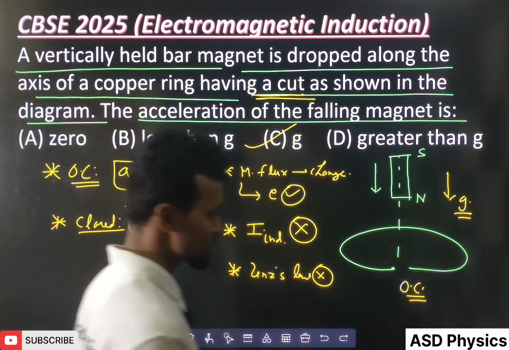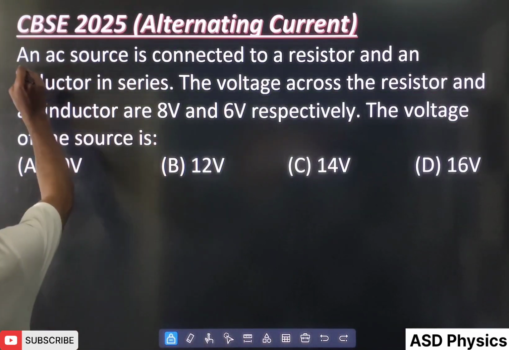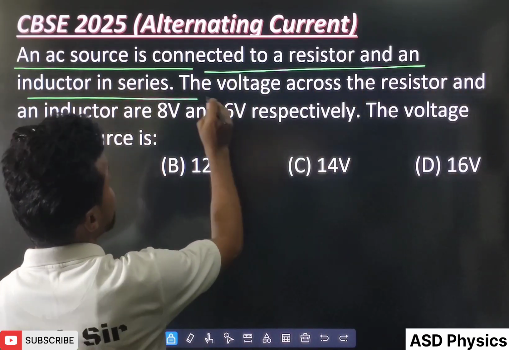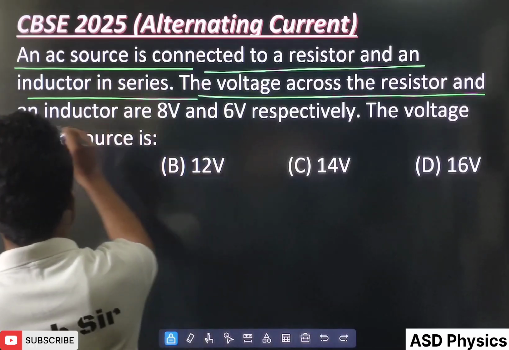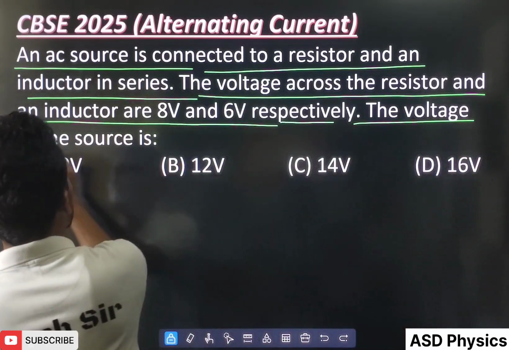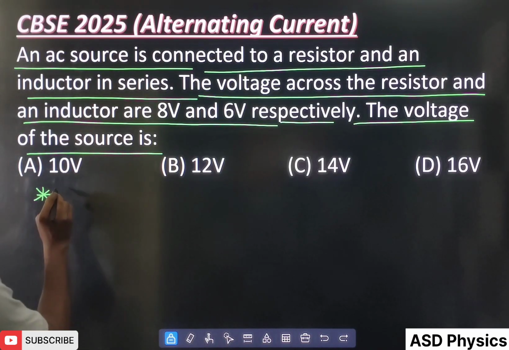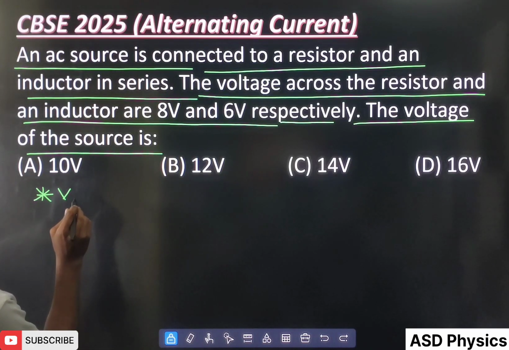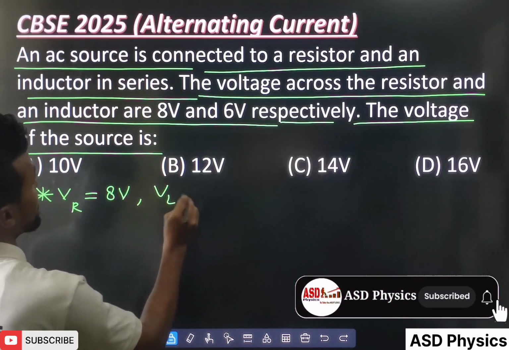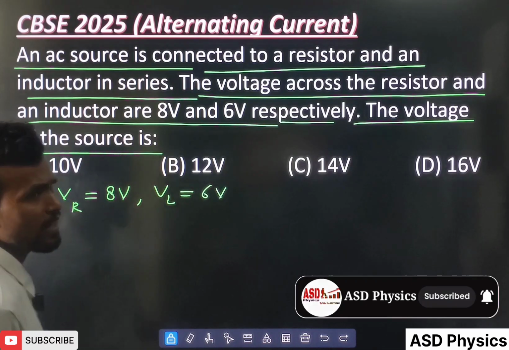Great. Now students, after that, see this question from alternating current. An AC source is connected to a resistor and an inductor in series. The voltage across the resistor and inductor are 8 volt and 6 volt respectively. The voltage of the source is how much here? Okay, so students, here they are not talking about which kind of voltage. If they are not talking about anything, this is the RMS voltage. So across the resistance 8 volt and across the inductor 6 volt. These are RMS voltages.